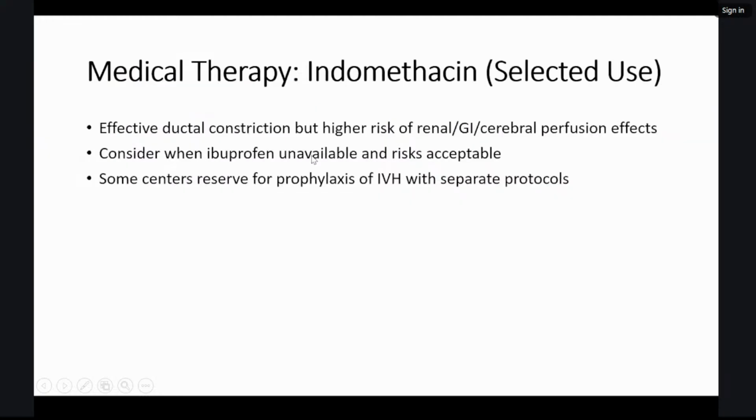So how to decide when to close or what to use. Medical therapy, indomethacin in selected cases: effective ductal constriction, but a higher risk of renal, GI, and cerebral perfusion effects will be seen with indomethacin. Considered when ibuprofen is unavailable and the risks are acceptable. Some centers use prophylaxis of IVH with separate protocols.